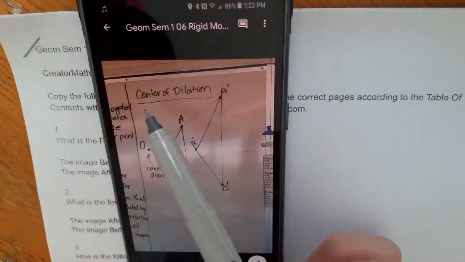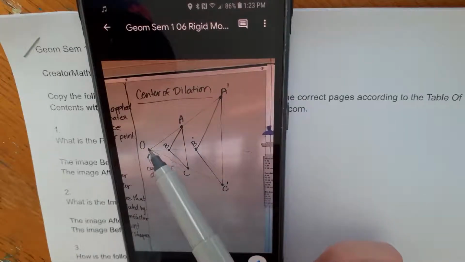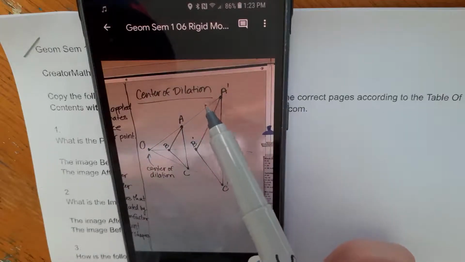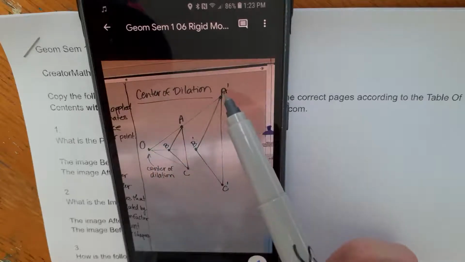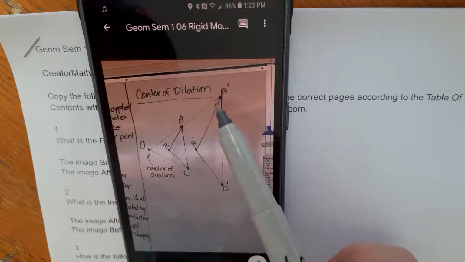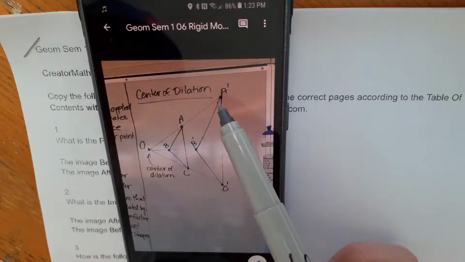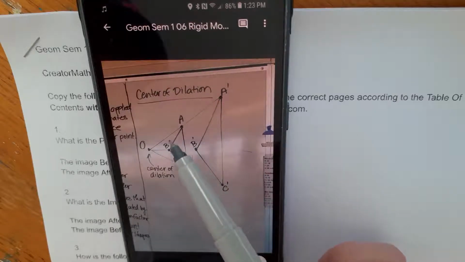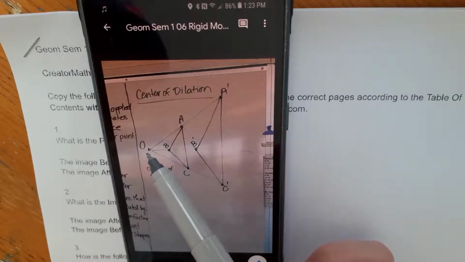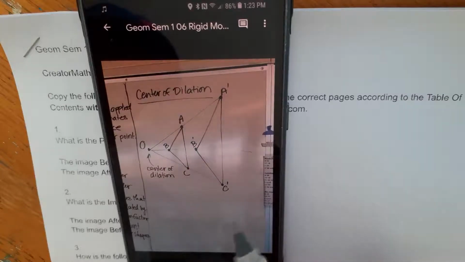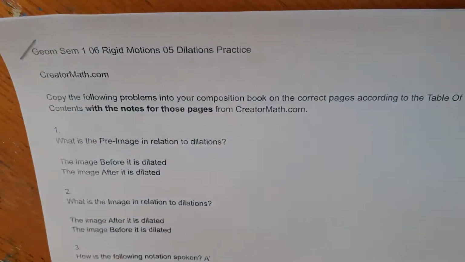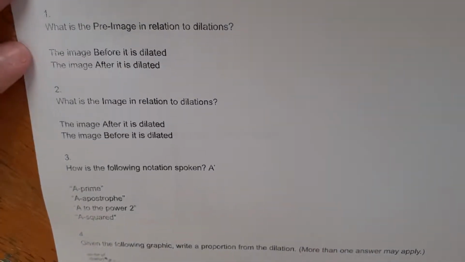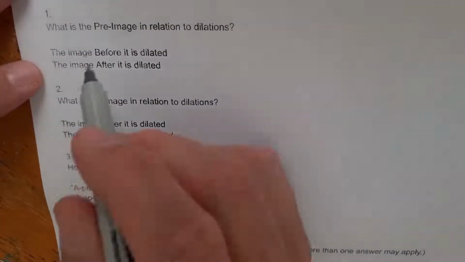Okay, let's see here. Here's sort of the idea. Center of dilation starts here, and as our shape expands out, we are able to draw lines out through the original into the expansion. It works this way with shrinking too. The shrinking would be in here, closer to the center of dilation. All right. With that said, you're going to copy those notes into your comp book on the correct pages according to the table of contents. And let's go and see what problems they give us.